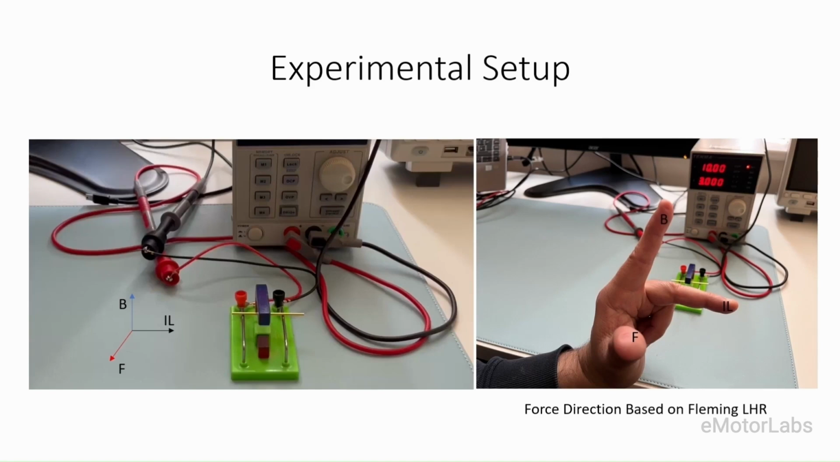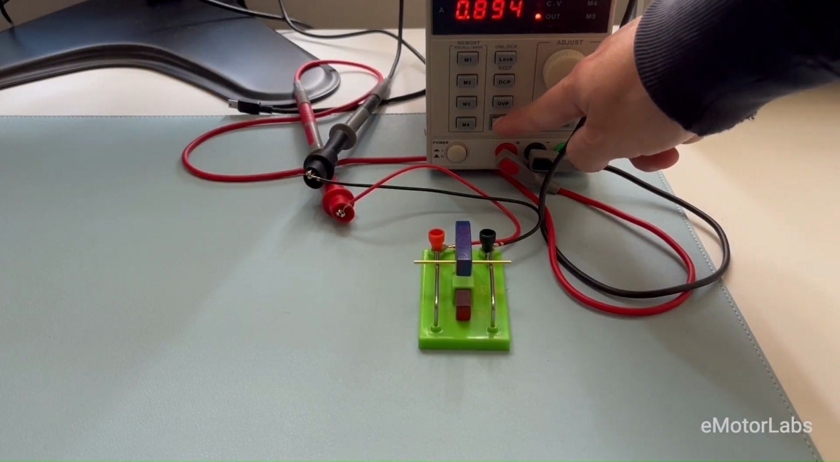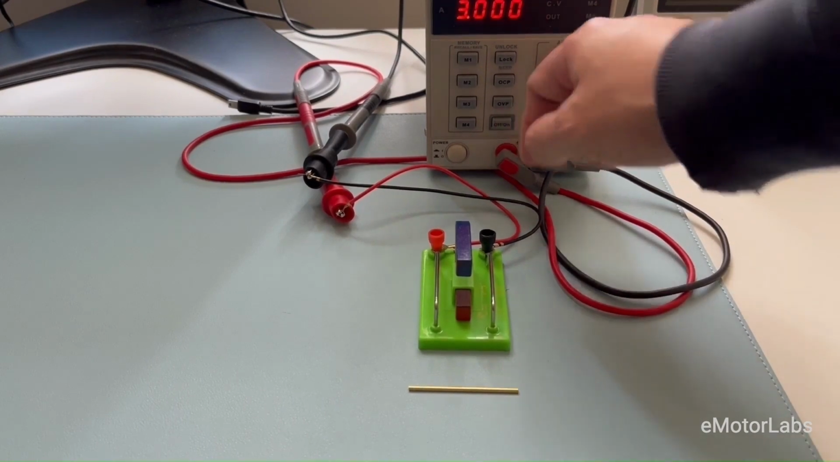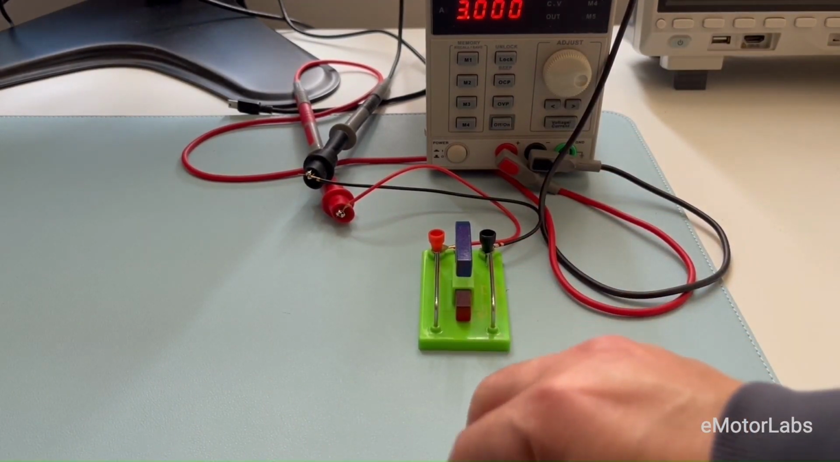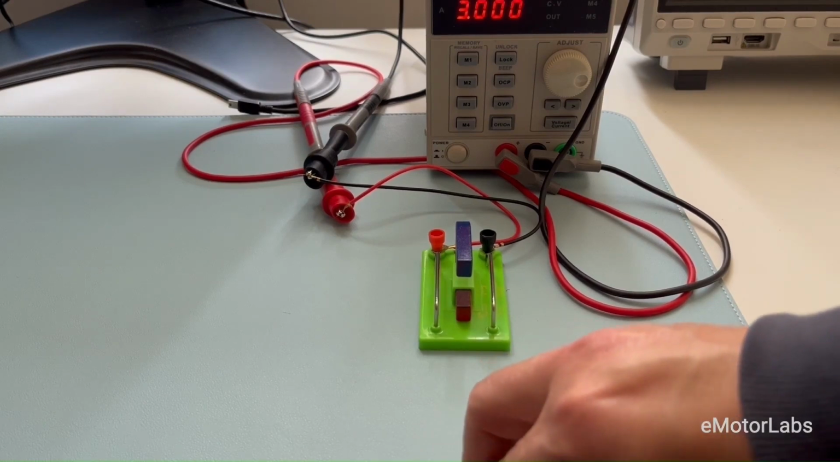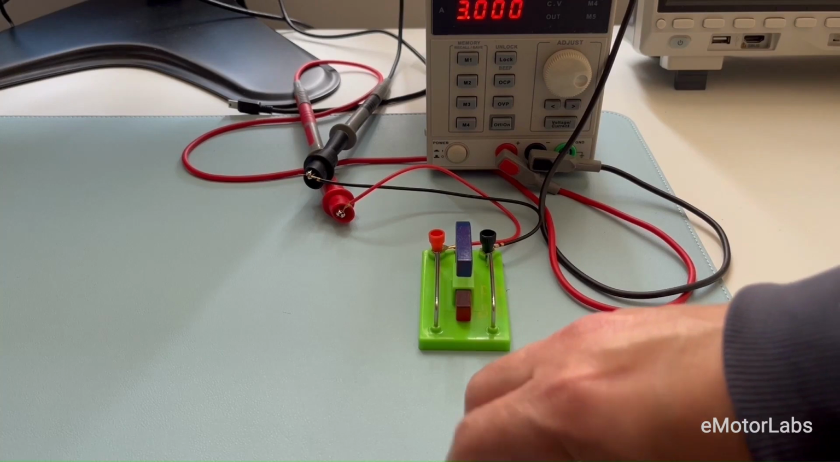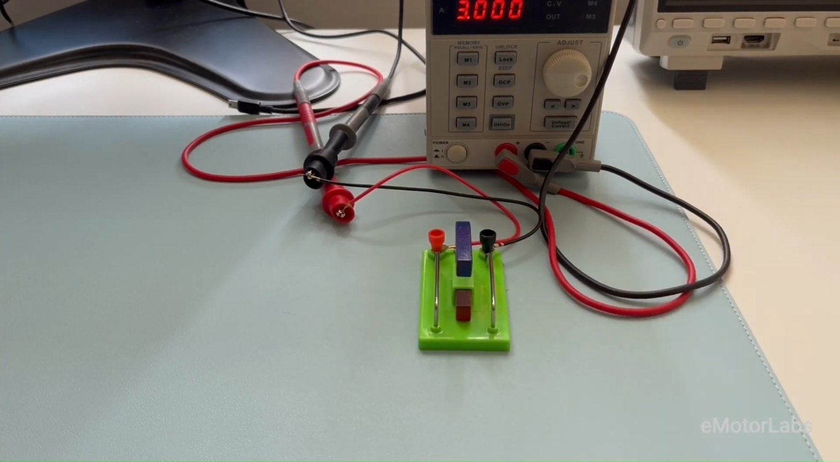Now let's turn on the power supply and observe whether the conductor rod moves in the direction predicted by the Lorentz force law and Fleming's left-hand rule. As we can see, the current carrying brass rod experiences a force, and the direction of that force follows exactly what Fleming's left-hand rule predicts. This confirms the Lorentz force law through direct observation.